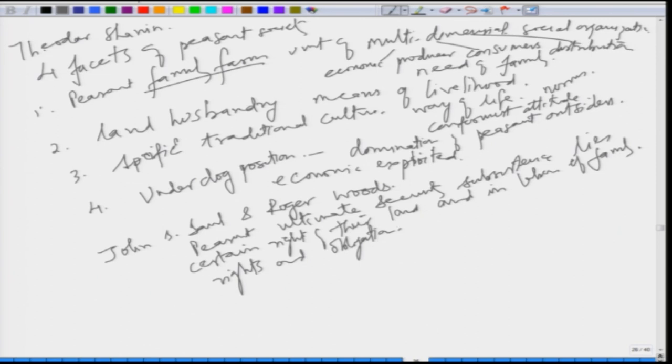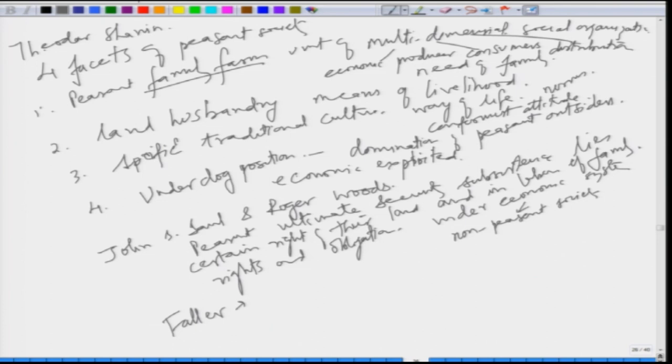to see them in terms of the wider economic system, which includes the participation of the non-peasants. So the wider economic system involves their interaction with the non-peasant society. So this is how John Saul and Roger Woods try to understand the peasantry. Then we try to see the contribution of Fowler.